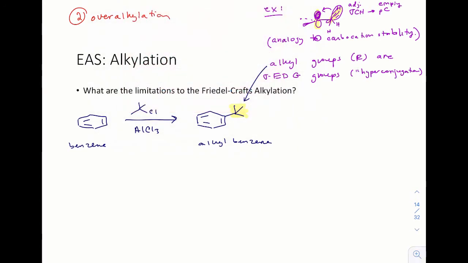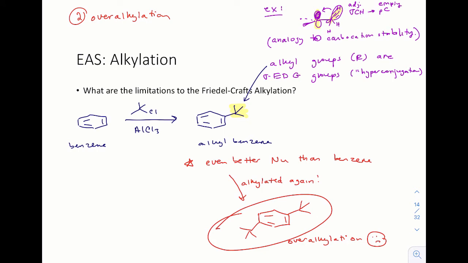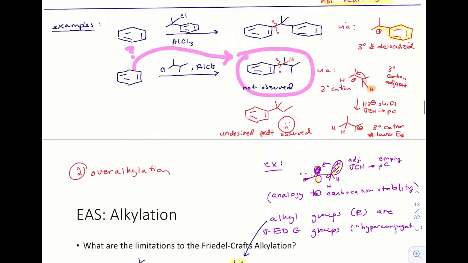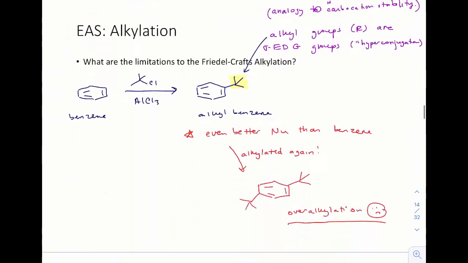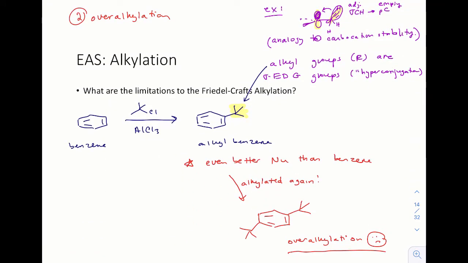The effect is called hyperconjugation. And a consequence of the fact that the alkyl benzene has this electron donating group on it is that it is an even better nucleophile than just benzene. And so it's possible that the alkyl benzene is further alkylated to generate over-alkylation products. And although this product looks kind of cool, if this process is not desired, then this is a limitation of the Friedel-Crafts alkylation. All right, two limitations. Number 1, it requires a stable cation. Number 2, over-alkylation can happen. But if you're careful, sometimes this can be avoided.